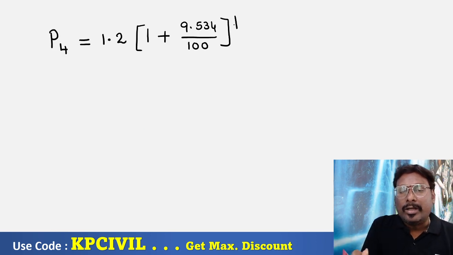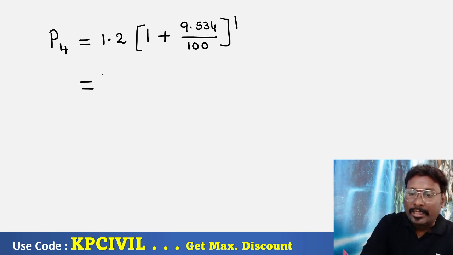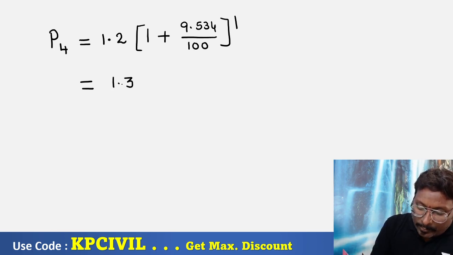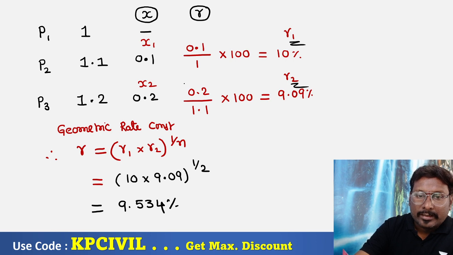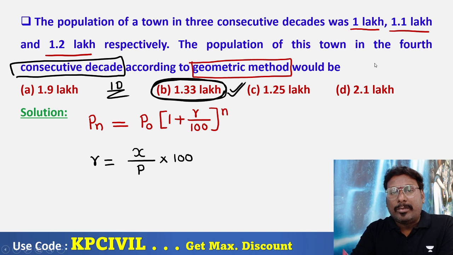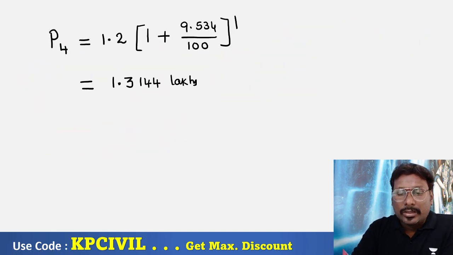9.534. Then 1.2 into (1 plus 9.534 upon 100) whole power n. So calculate it, what you are getting? After getting this, you are getting 1.3144 lakhs. So it is option B. Nearby, 1.3144 is nearby 1.33 lakhs. So this is the option.